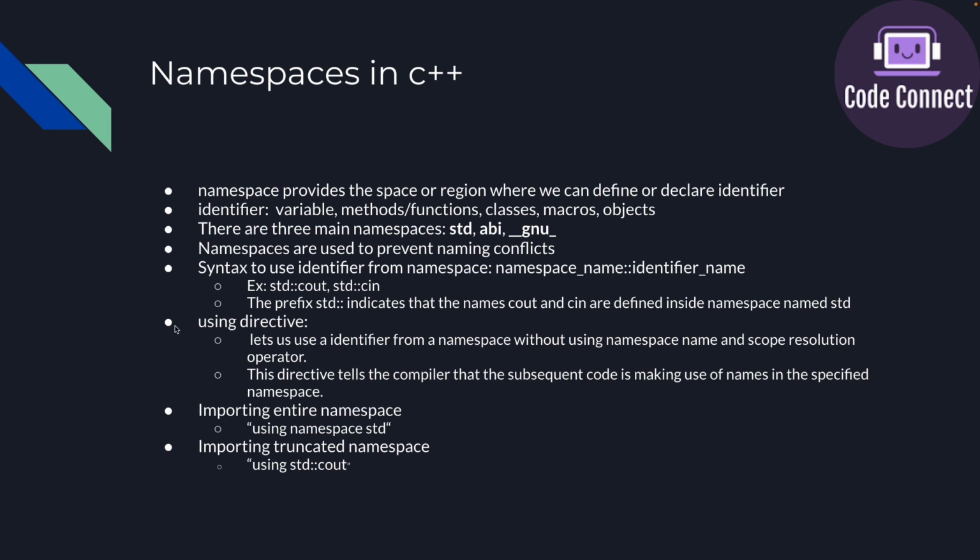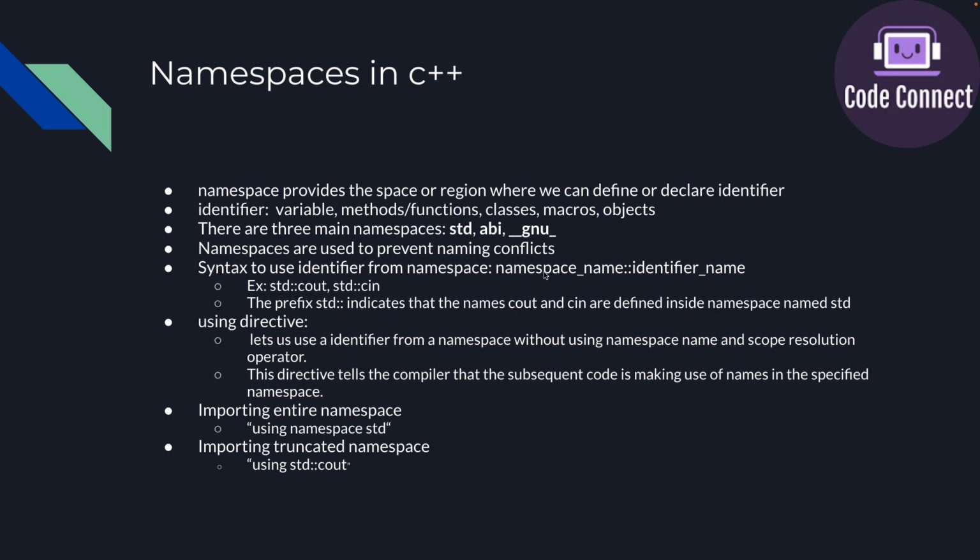Now, in order to use an identifier from a namespace, the basic syntax is that we first write the name of the namespace. After that we write the scope resolution operator, which is basically double colons, and after that we write the identifier name.